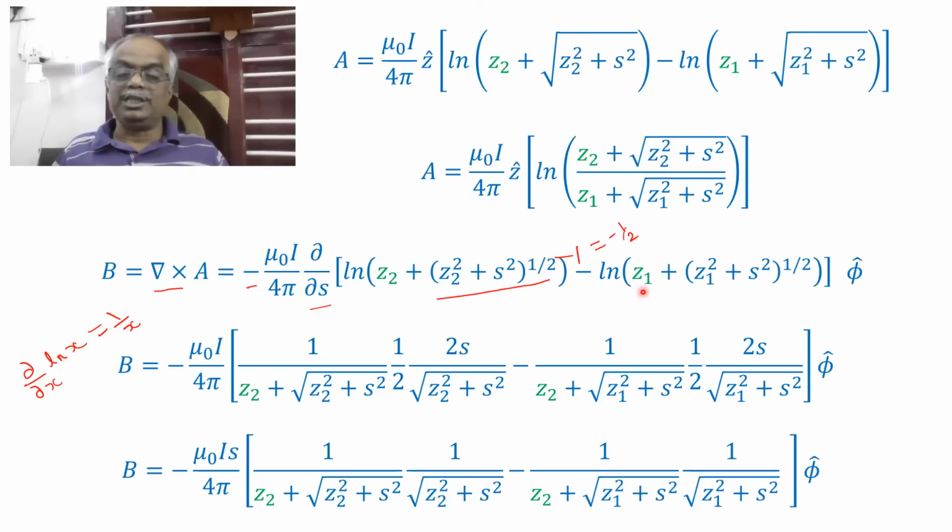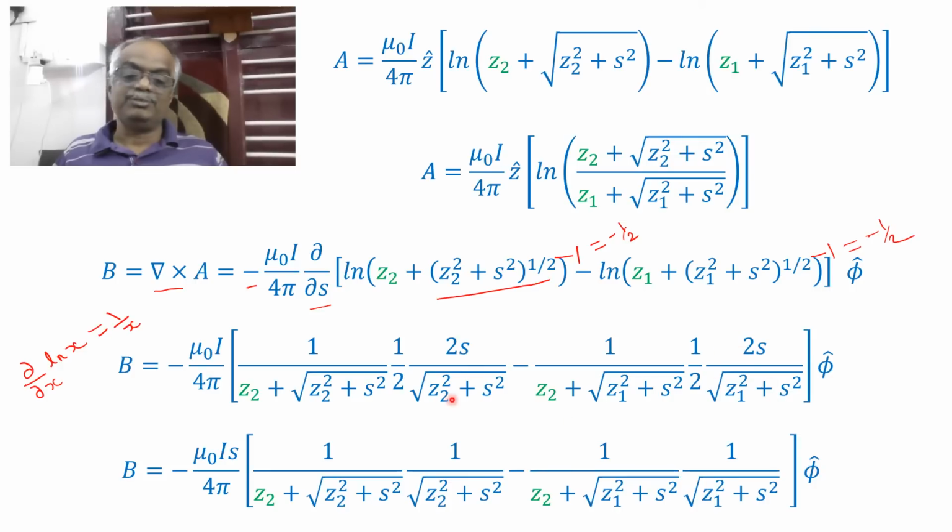Differentiation of natural logarithm of x is 1 over x. Then again you differentiate this with respect to s. So this will become 0. This term also will become 0. And this will become 2s. Of course, you have to subtract 1. So this will become the entire thing, z1 squared plus s squared to the power minus half. So minus half I am taking in the denominator as a square root. This will become, in the denominator, square root of z1 squared plus s squared.